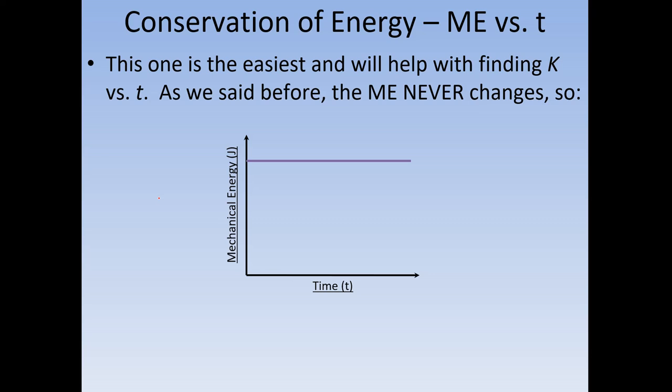Again, mechanical energy never changes since this is not a case where energy is being lost to friction. So the mechanical energy is conserved. Note, mechanical energy does not have to be conserved. It's only conserved in this case because, again, it's an ideal situation.